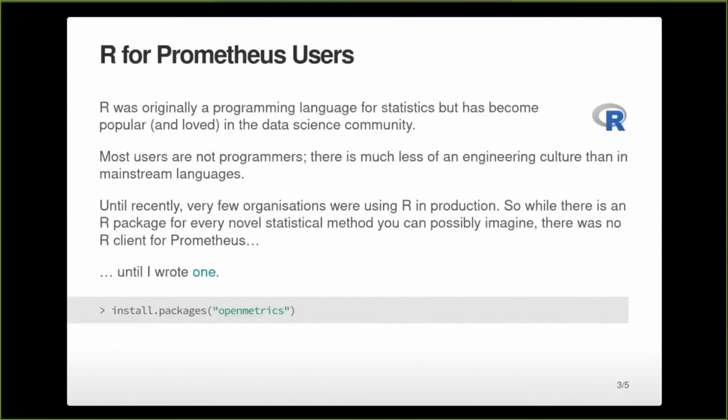So for Prometheus users, what is this R thing? R is actually a programming language. It was originally written by statisticians for statisticians, but as the data science community has exploded in the last 10 years, R has become a much-loved tool in that ecosystem. It's not hard to see why.